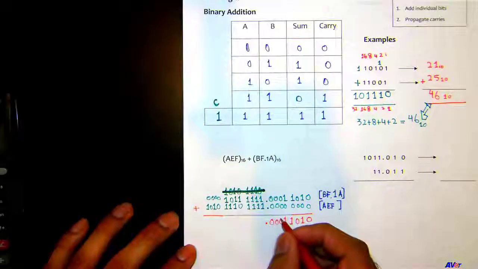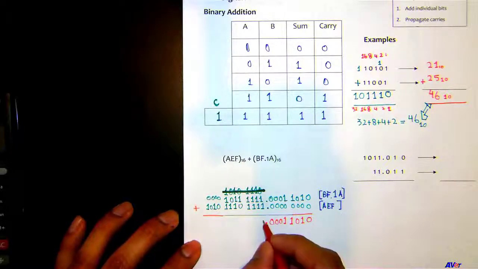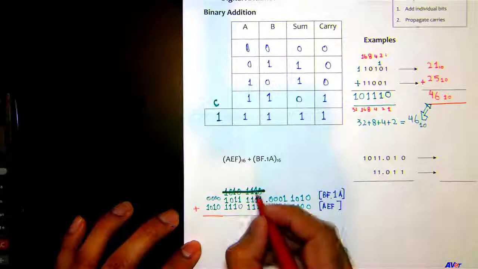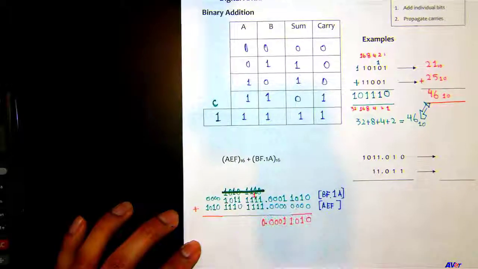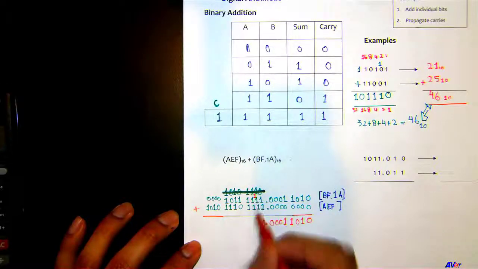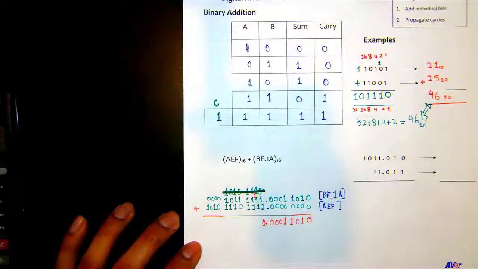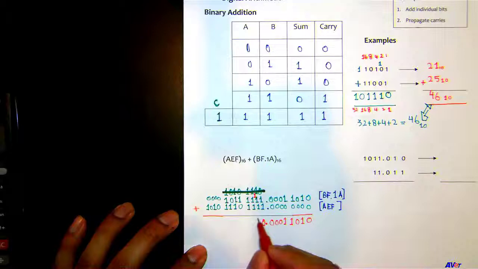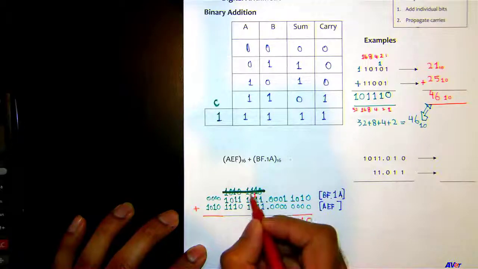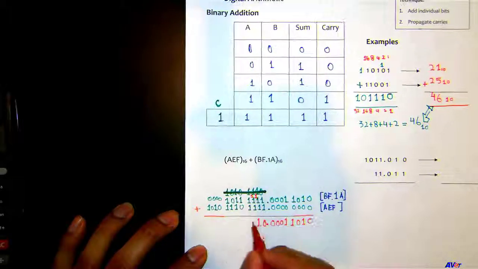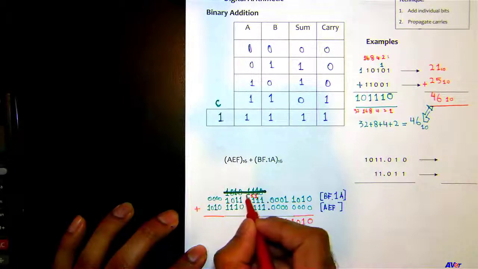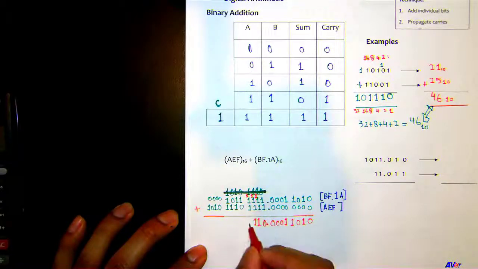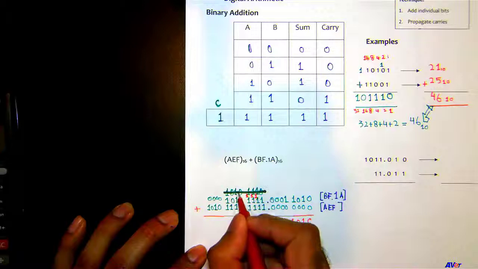Decimal point right here. 1 plus 1 is going to be 0. You got this carry. 1, 1, 1 is going to be what? Sum is going to be what? 1, right? And then the carry will be 1. 1, 1, 1: sum is 1, carry is 1. 1, 1, 1: sum is 1, carry is 1.